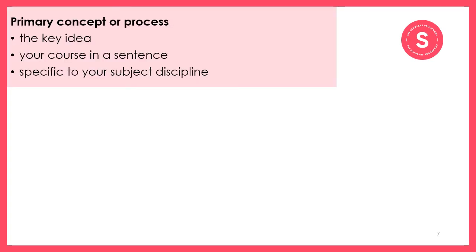The primary concept or process is the key idea at the heart of your course. If you had to sum up your course in a sentence, you would say it is about this. This concept or process is usually something specific to your subject discipline.